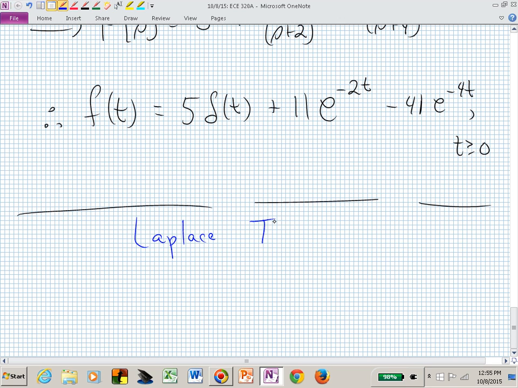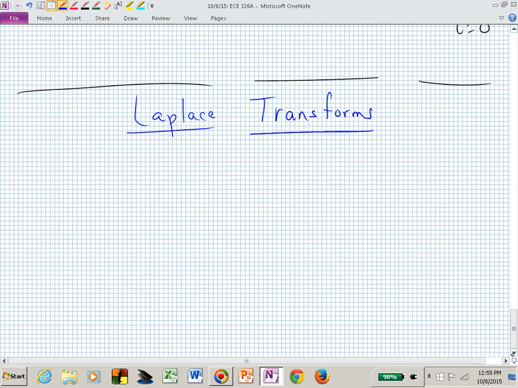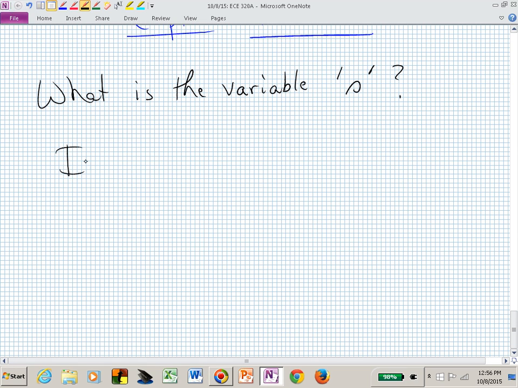Let's now continue then with this more general discussion of Laplace transforms. And we're going to go back to the beginning. Now that we've seen some of this, let's now rewind and try to learn it a little bit better. That's my idea here. So what is the variable s? In very basic terms, it's a complex number.